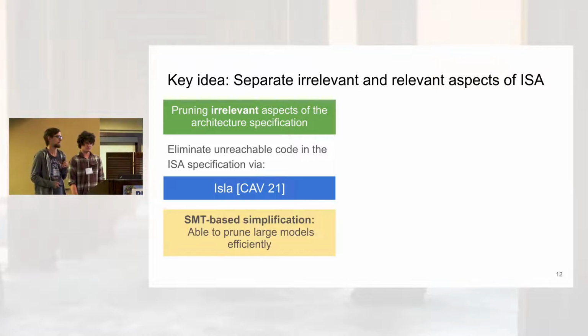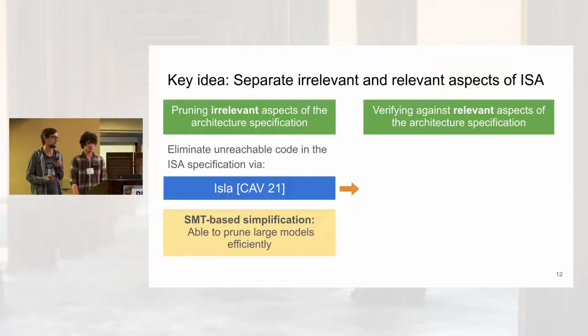In particular, Isla uses SMT-based symbolic execution to condense this large ISA model to a small description of the relevant aspects for a given instruction and system configuration. SMT solvers are a good fit for this task because they can deal with these large ISA models and efficiently generate these descriptions of the relevant aspects. So with these descriptions in hand, we can now turn to the actual verification of code against these relevant parts of the model.